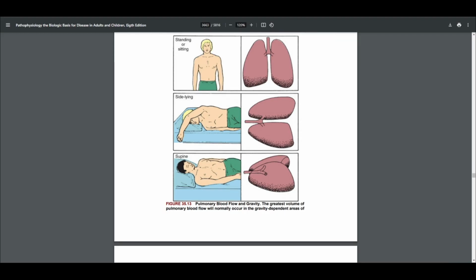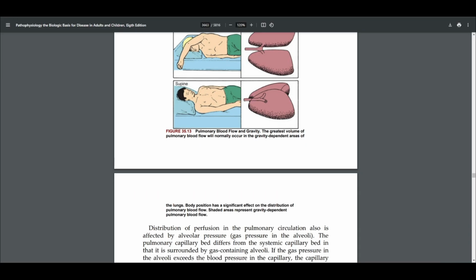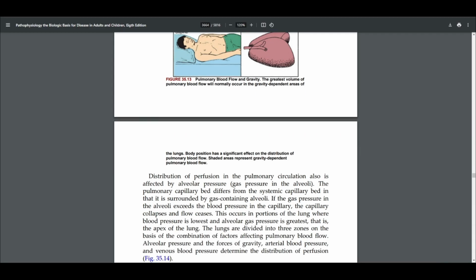So here you see the difference in how lung perfusion would work, whether you're sitting, standing, side-lying, or supine. It's all about that blood pressure.